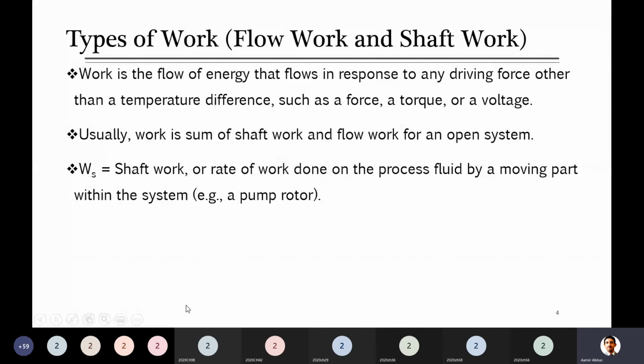So for example, shaft work, what does that mean? Shaft work is the rate of work which is done on the process fluid by a moving part. As I told you, have you seen water pumps in your homes? Yes, sir. I think most of you know, or at least if you didn't see, just visit somewhere where these pumps are installed. So what do they do?